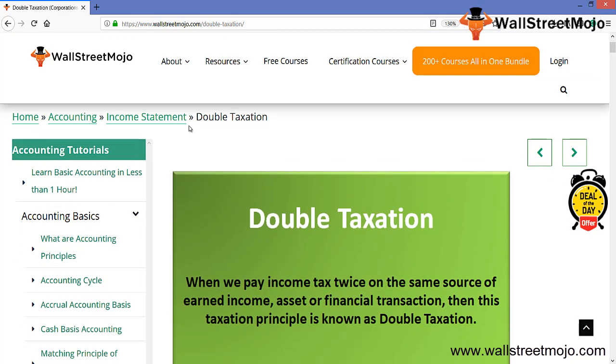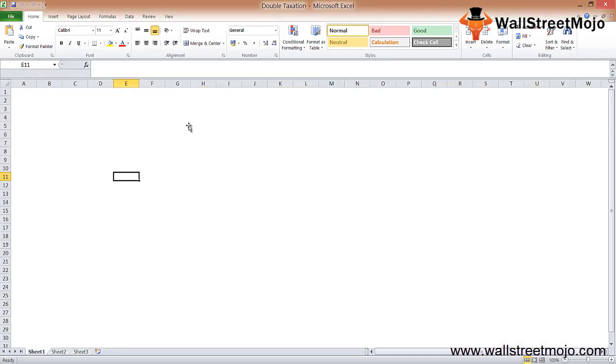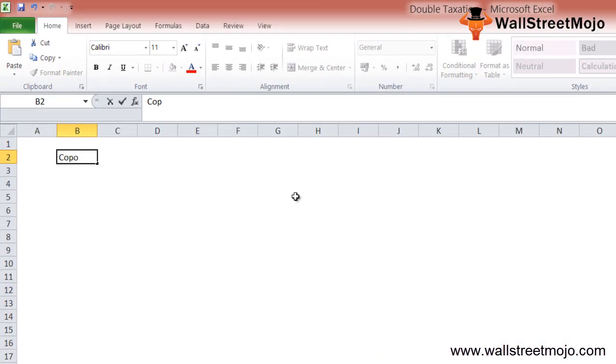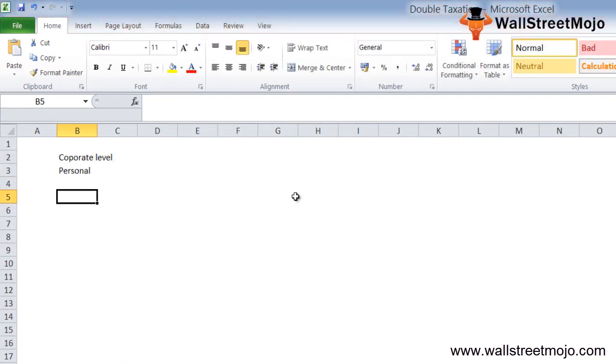See, there's a dialog box over here that shows some information. It says that when we pay income tax twice on the same source of earned income, or the assets or the financial transactions, then the taxation principle is known as the double taxation principle, which is known as double taxation. This taxation principle may be applied at the corporate level as well as at the personal level also. Again, when there is international trade, then this taxation is applied in two different countries.